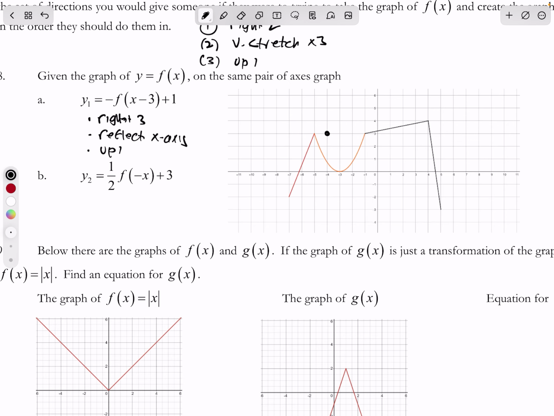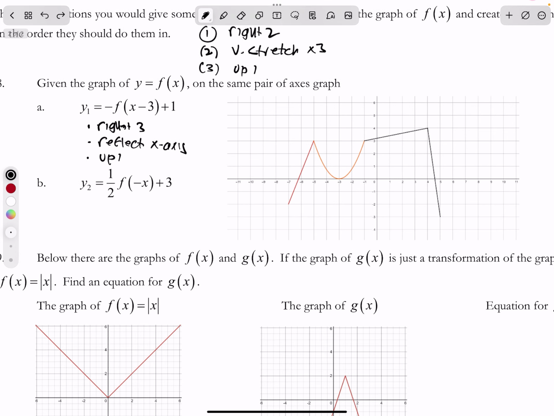Okay. The second point, which is here, I'm going to go right 2. Oh, darn it. I have to start that over. I don't think I did that right. I did read my own directions. It was covered up. Okay. To the right 2.